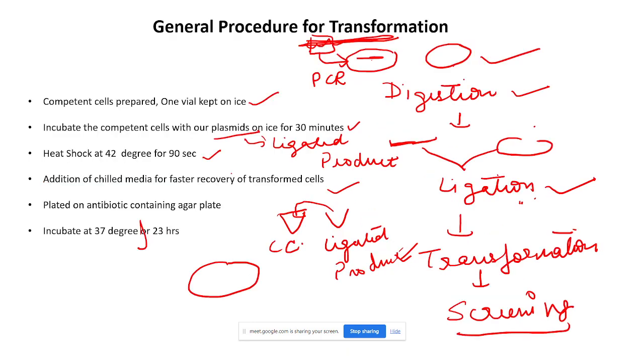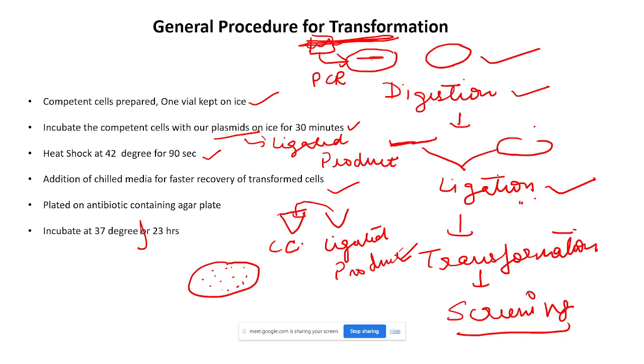After incubating at 37 degrees Celsius, you will see four colonies. Now you have to screen these colonies. What is the meaning of screening these colonies? You can ask why screen. If the colonies are forming on the plate, then they must be the colonies which have the product. Otherwise, how will they form?